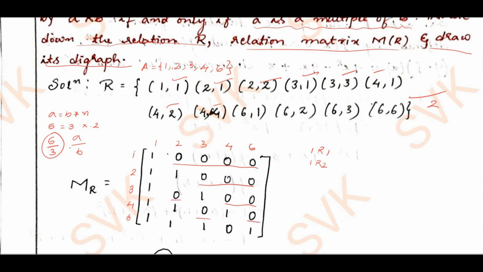Similarly for 6, 6 1 is there. 6 2 is there. 6 3 is there. 6 6 is there. Therefore I will put only 6 4 as 0. The rest of the values are 1. This is what is called a matrix relation. So this is how to write a matrix relation. It is also called a 0-1 matrix. This is the representation of a 0-1 matrix.